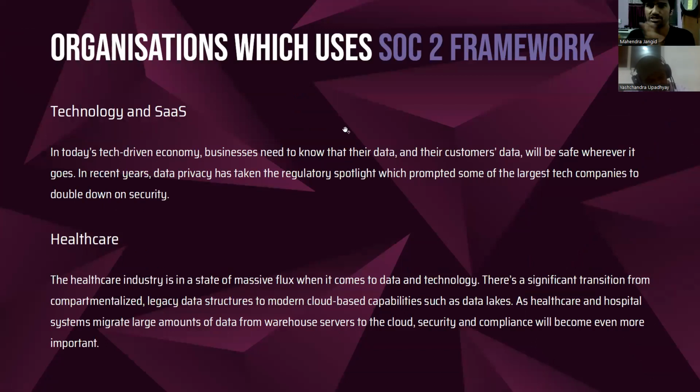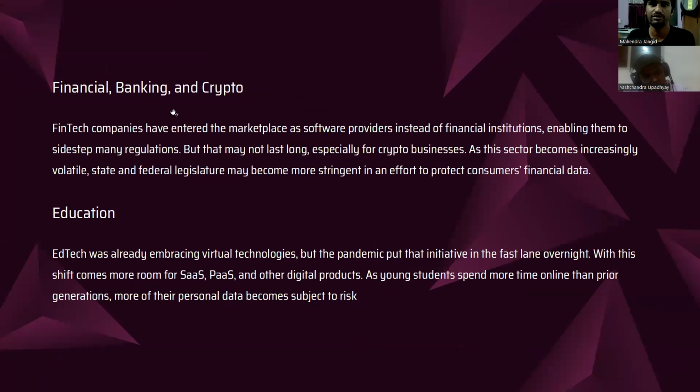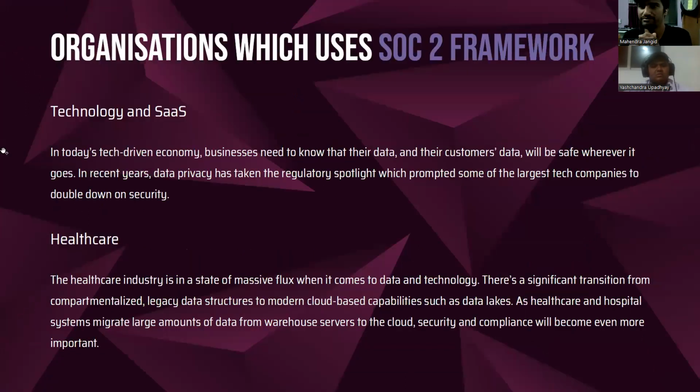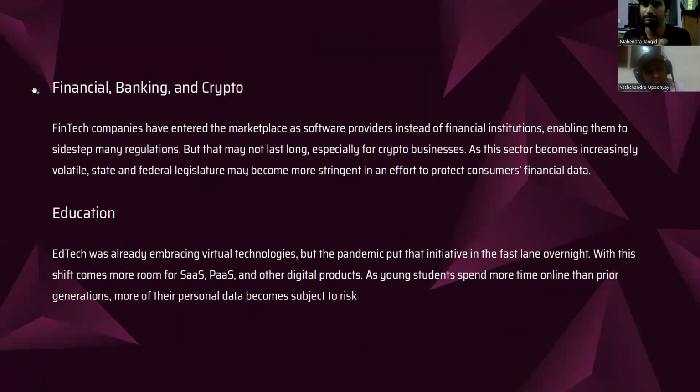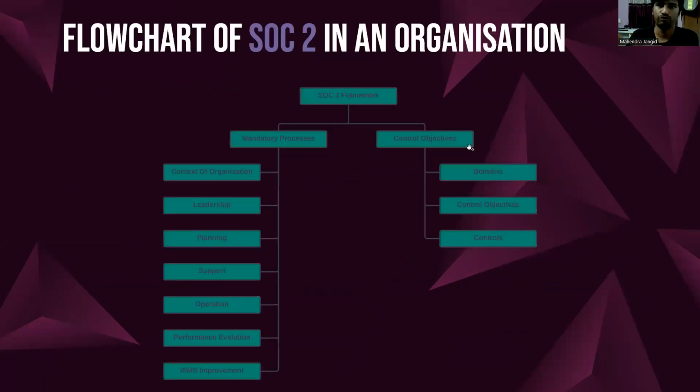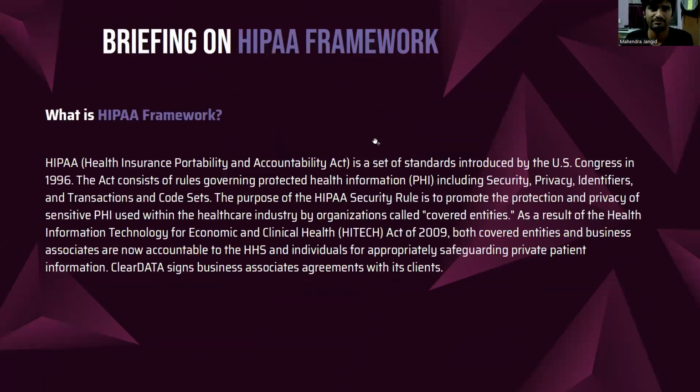Which organizations use SOC? Technology and SaaS. SaaS is cloud computing, where we share and exchange data. Healthcare, even hospitals, can get the SOC 2 framework. Financial and banking, crypto, and education. Only organizations, not private banks. Organization banks, or you can say funding, where funding goes, not where we can save, only where we can fund. The flow chart of how a company works is the same here also, no changes.